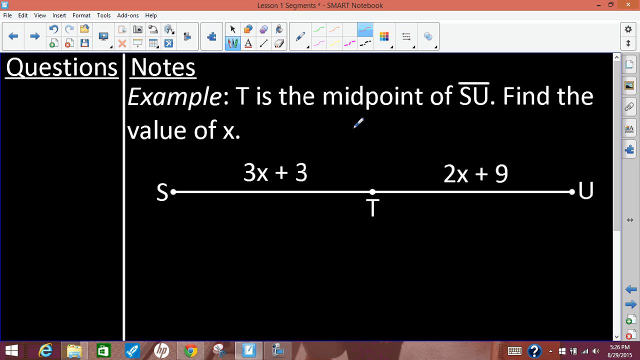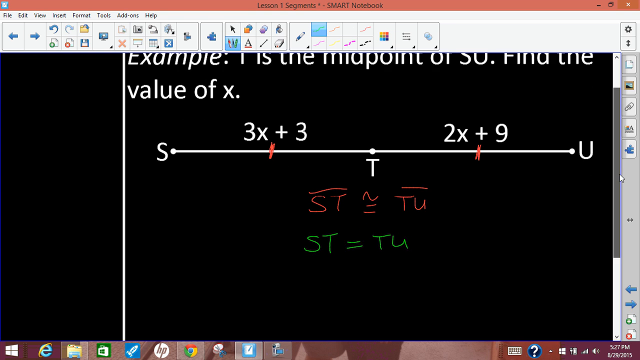So I'll do an example with you, then I'll have you do one on your own. Here we're told that T is the midpoint of SU. So right away we can go ahead and say, well, ST and TU are congruent. And I can even write that down. ST is congruent to TU. If ST is congruent to TU, I also know that the length of ST is equal to the length of TU. And I think you might see where we're going with this.